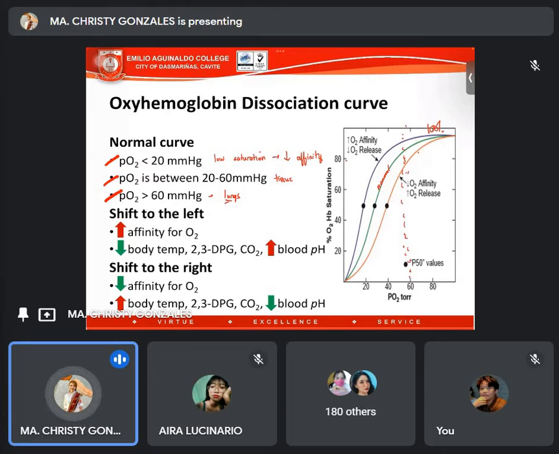So we need to identify if that is shift to the left or that is shift to the right. Why? Because we want to normalize it. Okay? We want to know how to normalize it. You understand? So, what are the conditions? What are the factors that could influence the normal oxygen dissociation curve? So, that is either to the left or to the right. So, you have increased affinity, this is shift to the left, and then shift to the right, decrease affinity. Naintindihan? Okay.